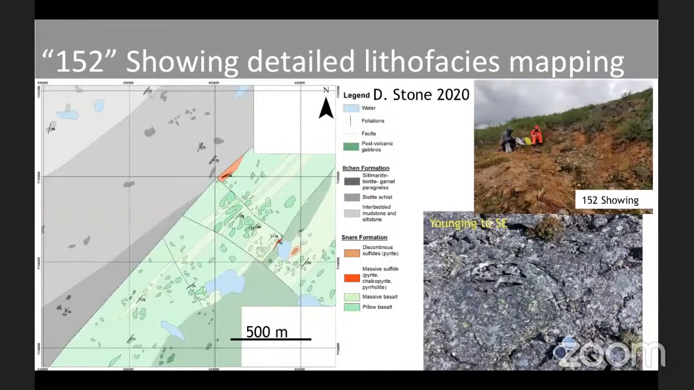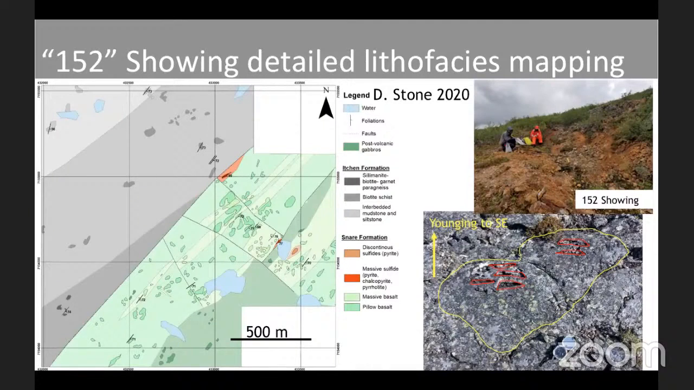On this map, there are massive and pillow basalts that are represented in the light green colors. These have abundant younging indicators that show the volcanic stratigraphy younging to the southeast. In dark green, there are outcrops of gabbro that were interpreted to be synvolcanic intrusions, and this is in a high strain contact with turbidites to the northwest.